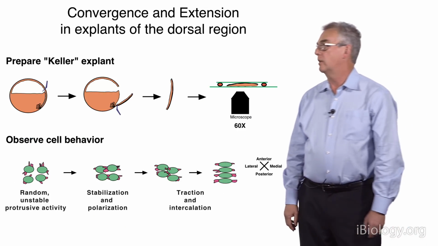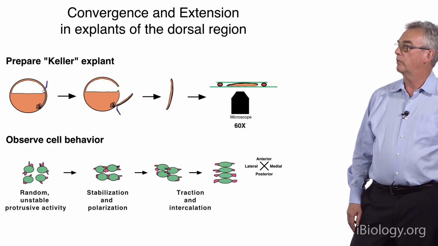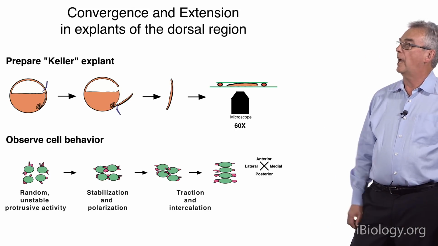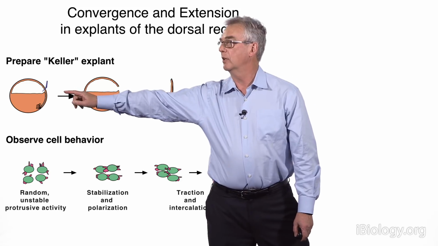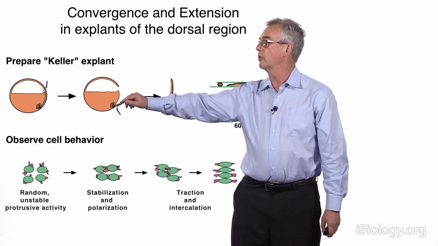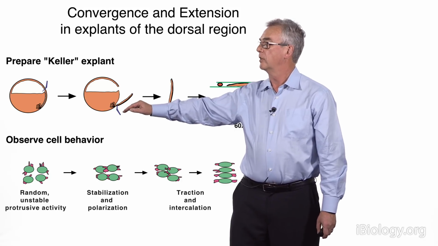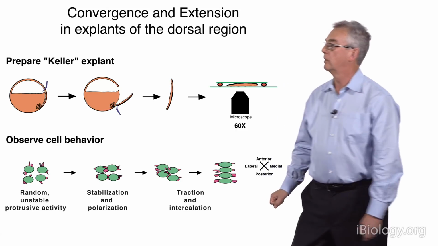This has been studied in detail, again using explants. And this particular one is the work of John Wallingford in the lab, where he took explants that had been originally made by Ray Keller, the Keller explant. And so over here is a whole gastrula. And he's cut off with a pair of eyebrow knives this dorsal region here, peeled it back, and chopped it off so you have one piece of tissue that's just a few cells thick.